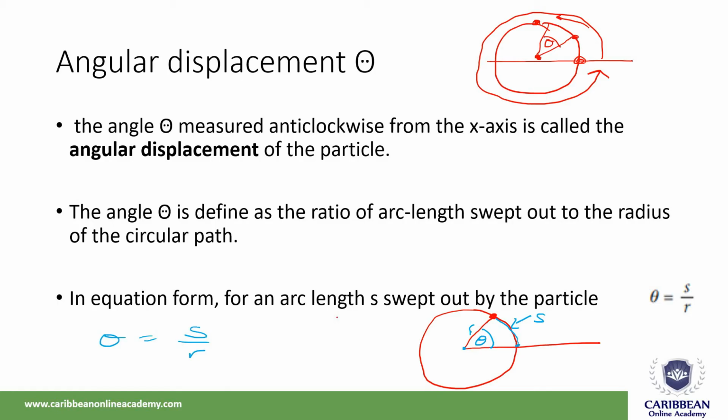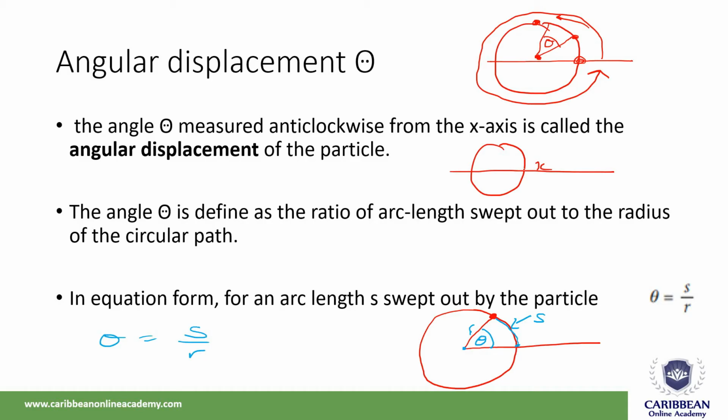Now, whenever we are dealing with angular displacement, it is measured in an anti-clockwise way from the x-axis. So let me see if I can draw a quick diagram here to show you what I mean. If this is my circle, and let me just draw a horizontal line, which is my x-axis. So this is my x-axis.